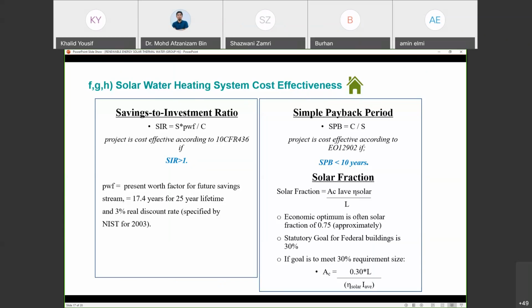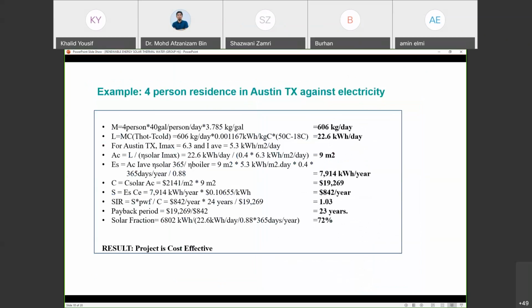Okay, for the example, for a 4-person residence in Austin, Texas, using electricity. First, we need to find the value of the conditions. For the mass of water per day, it's 4 persons, which is 40 gallons per person per day times 3.785 kilogram per gallon. So we get 606 kilogram per day.